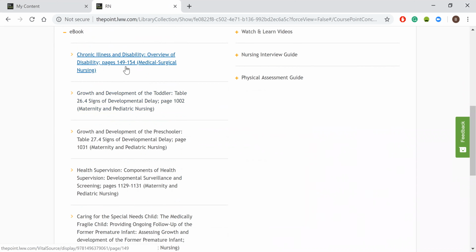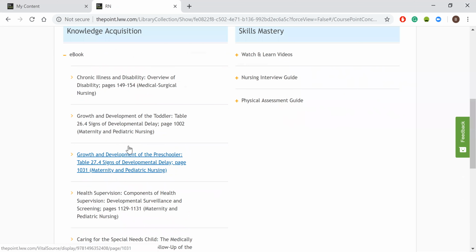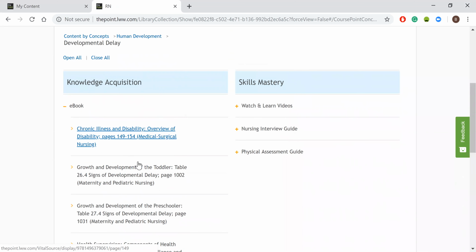So you should read 149 to 154. It's an overview of disability. Then page 1002, and it tells you the book. That's your RISI book. This is your RISI book. So basically, after you read 1002, then you're going to go to 1031, then you go to 1129, 1131, and then, as you can tell, it goes in succession. But the last four or five are in your RISI book.